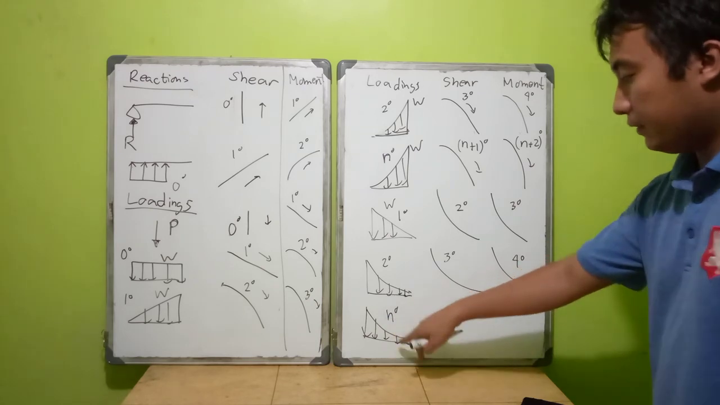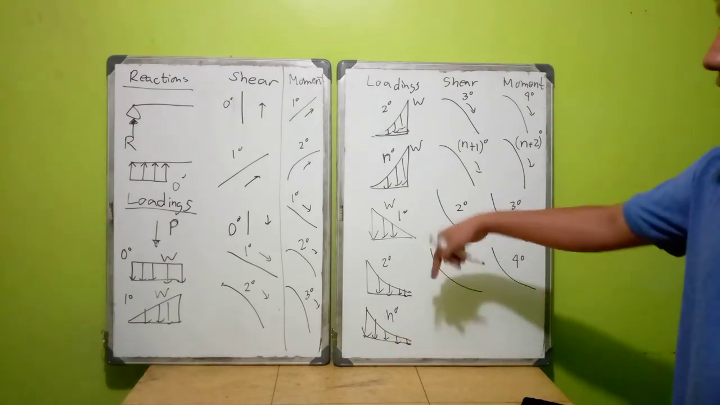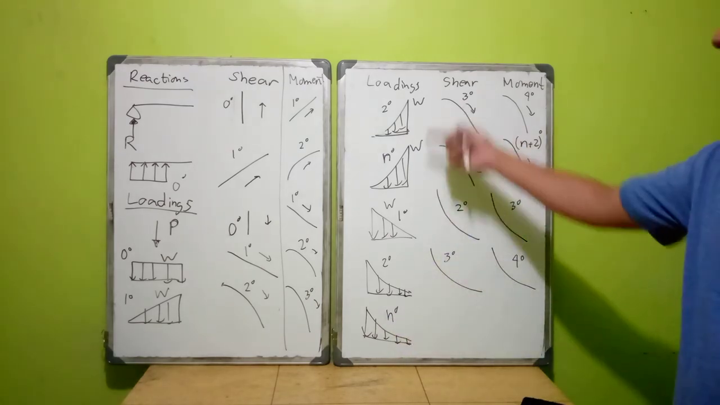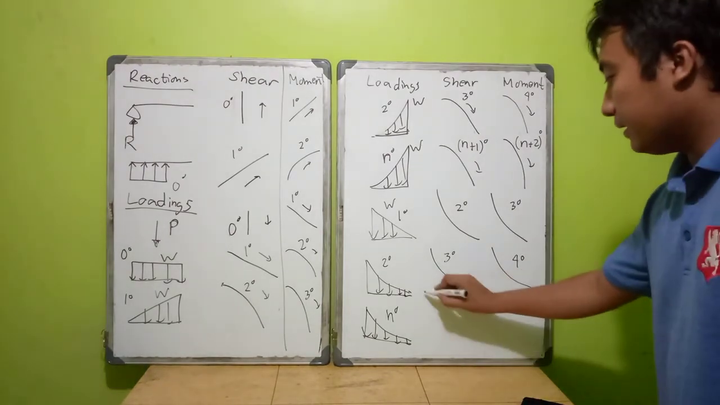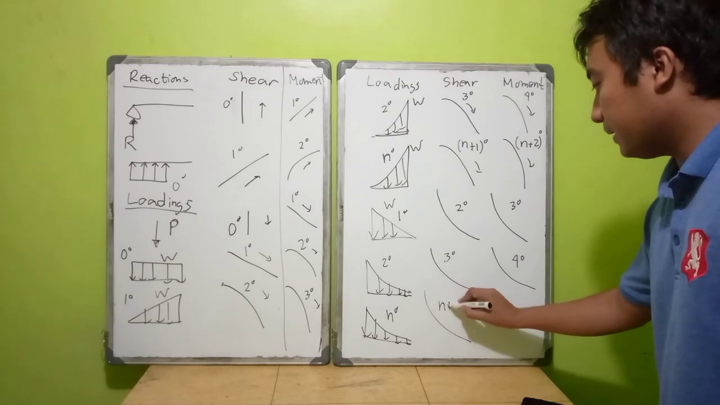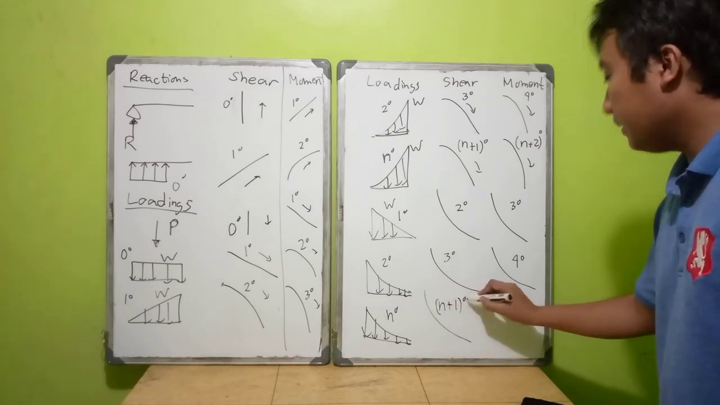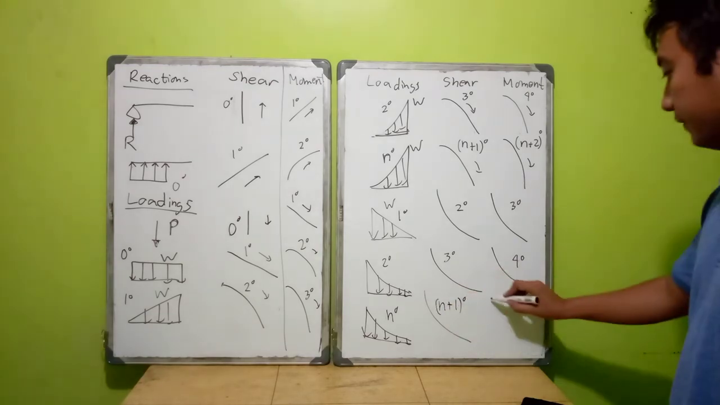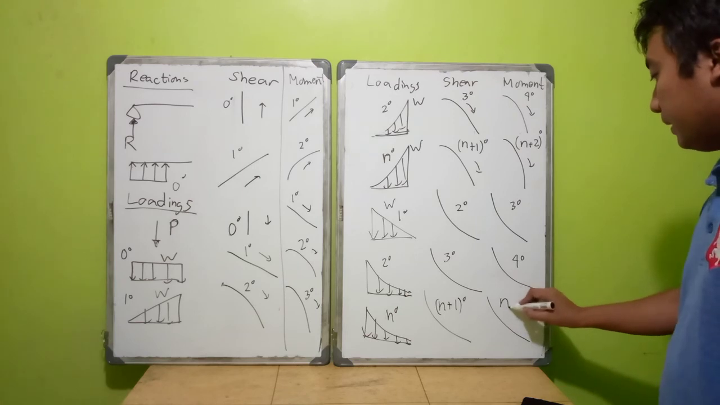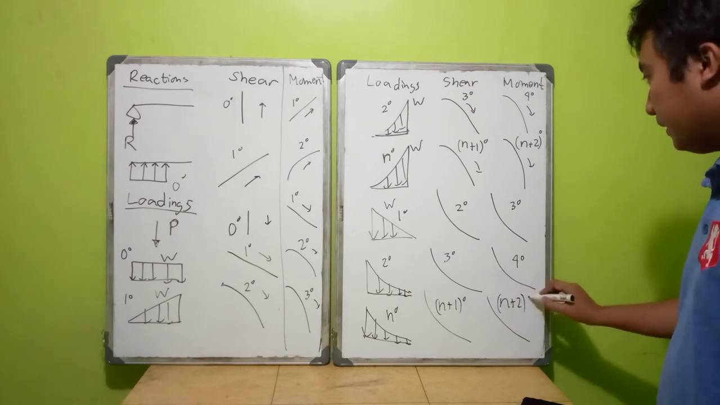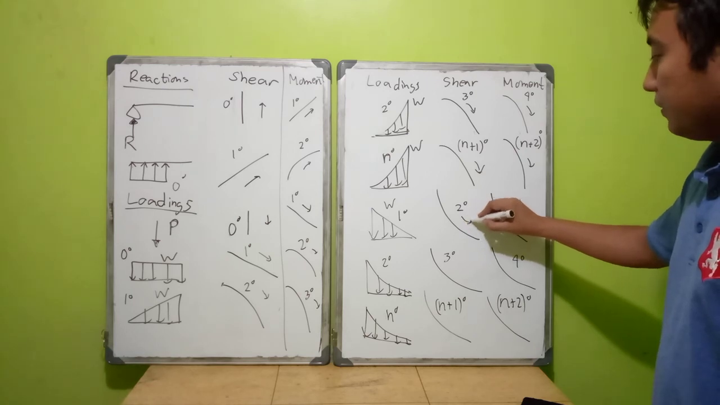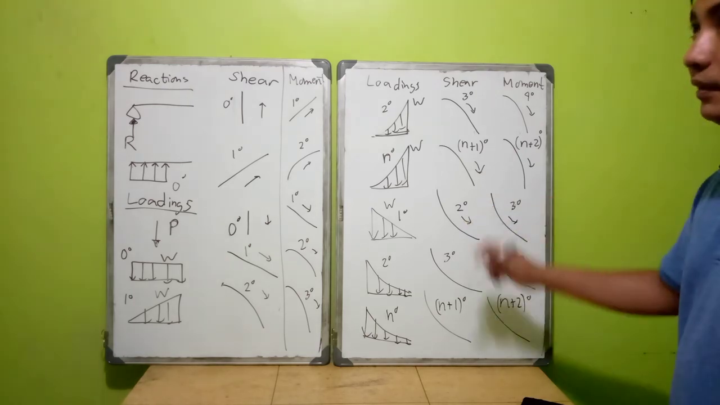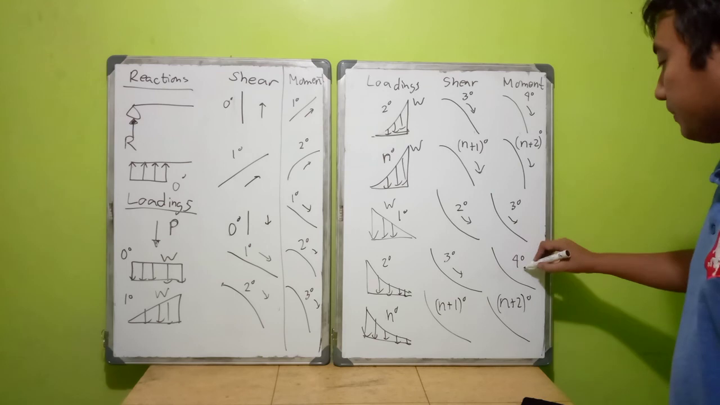Please take note of the shape. It depends upon the shape of your loading. If it is n degrees, it will become n plus 1 degrees in shear, and in your moment it will become n plus 2 degrees. Just take note of the direction of how you stroke it in your shear and moment diagrams respectively.